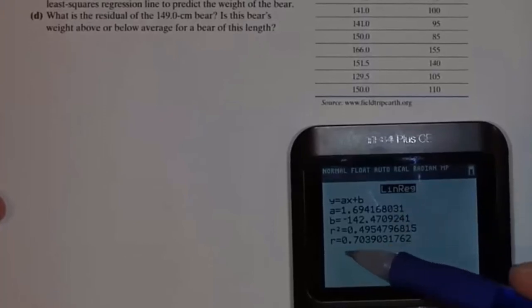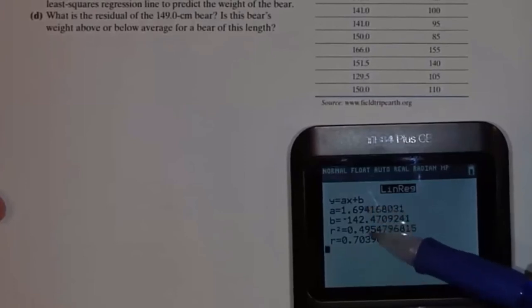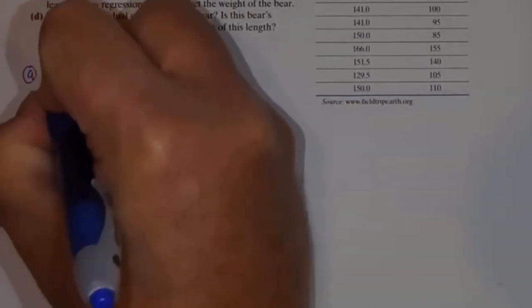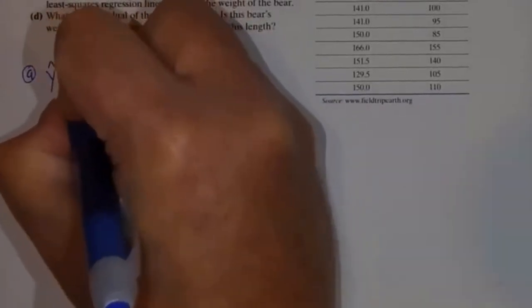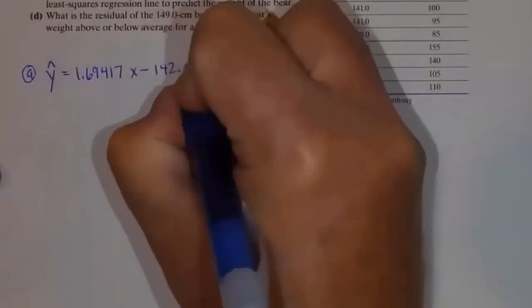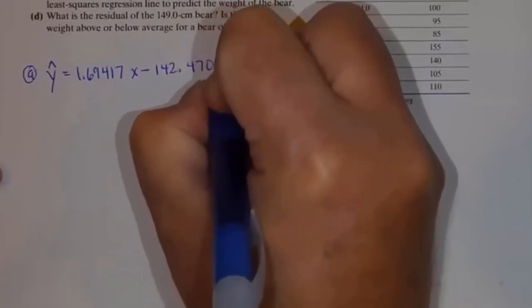So we had already found the correlation coefficient earlier, 0.7039 is right there. And so again, the slope in this case is going to be approximately 1.69417 if I round to 5 places. The y-intercept, negative 142.47092 if I round to 5 places. So my answer to part A, y hat equals 1.69417 times x minus 142.47092.